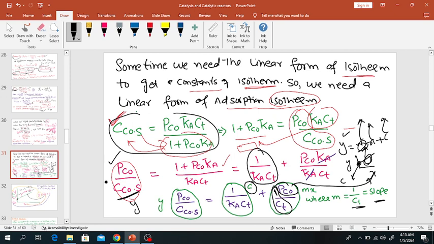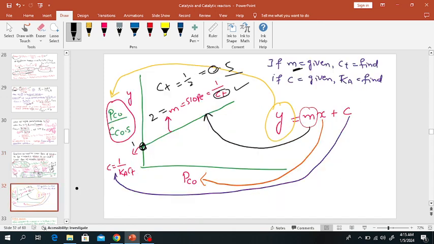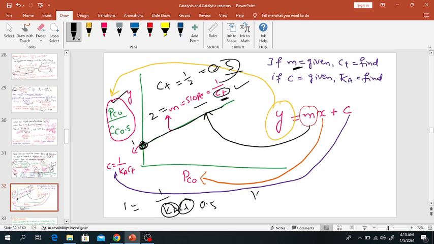The linear form of this equation is written in graphical form, which is this one. This is the slope, 1 divided by C_t. This is the y-axis, and this is the y-intercept. If the y-intercept is 1, we will get K_A C_t. Now we have already obtained C_t as 0.5, so we put 0.5 in this place and get the adsorption equilibrium constant value, which will be equal to 2.